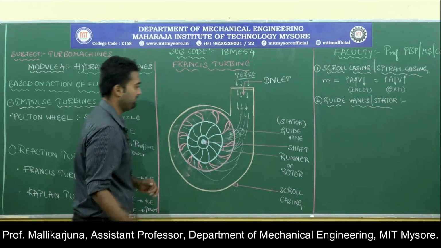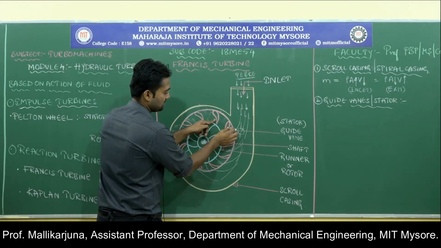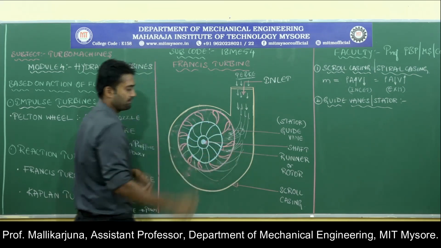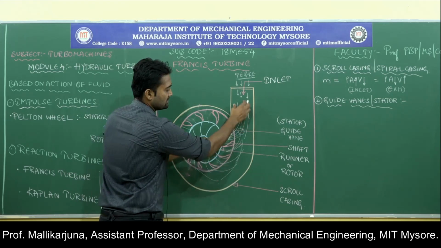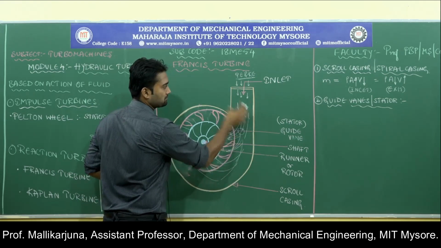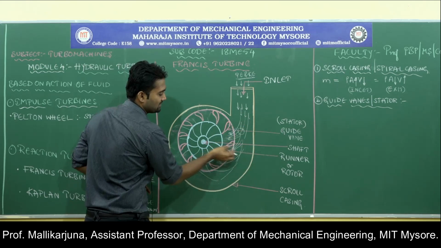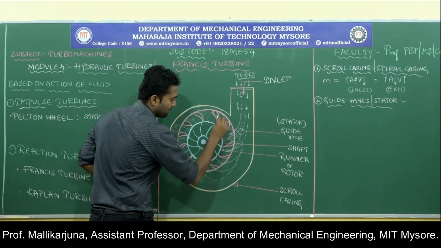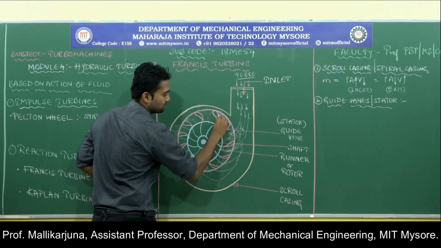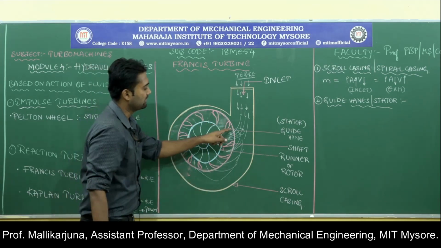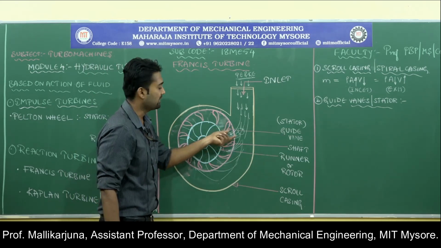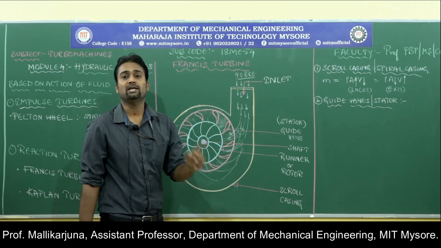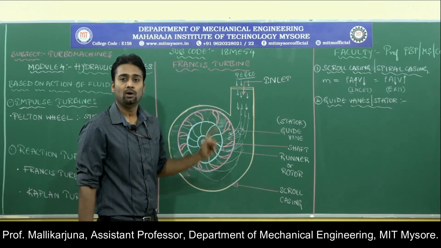Now let us look onto the guide vanes, concentrate on the guide vanes. These are the guide vanes. Now the fluid which has entered into the turbine passes through the passages which are present in between the guide vanes. If you look onto the area present in between the guide vanes, this area is gradually reducing. This gradual reduction in the area is going to increase the velocity of the fluid, the velocity of the water.